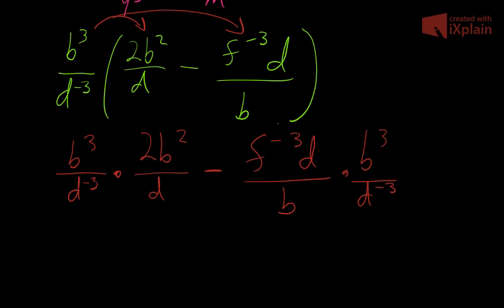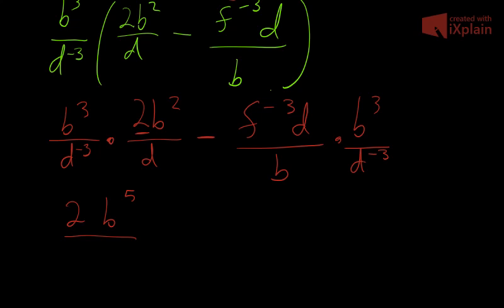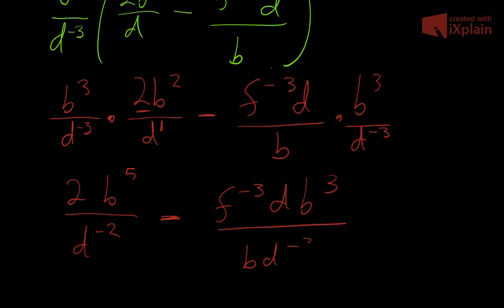After that, all I got to do is multiply these together. B cubed times b squared is b to the fifth. So I've got 3 b's here, 2 b's there. And I have my 2 that I'm going to keep out front, so it's 2b to the fifth over, if we remember, something without an exponent is to the 1. So I've divided by d to the power of negative 3 plus 1. Negative 3 plus 1 is negative 2, so that's d to the negative 2. Keep my minus sign still. Over here I have a b cubed, d, and f to the negative 3 on top, so I'm going to keep f to the negative 3, d, b cubed on top. And on bottom I have b, d to the negative 3.